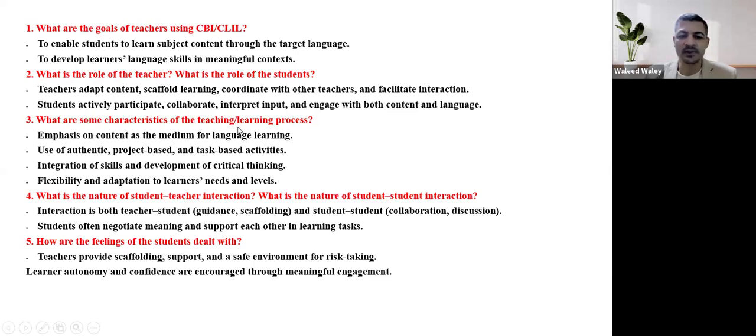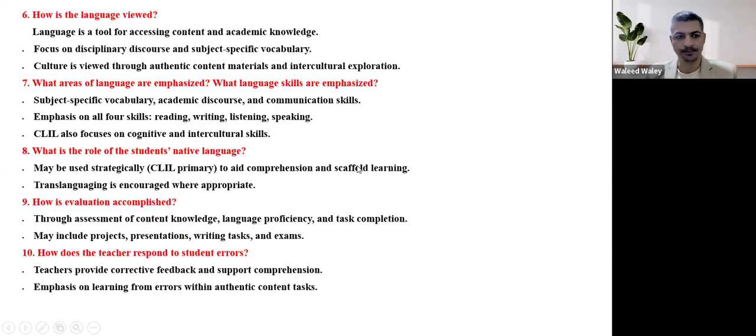What are some characteristics of the teaching and learning? Here, emphasis on content, as we said, we discussed this one. What is the nature of student-teacher interaction? You can understand it from the scenario. Interaction is both teacher-student. The teacher guided the students, and so on. And how are the feelings of the students dealt with? The teacher provides scaffolding, support, and a safe environment for risk-taking. Learner autonomy and confidence are encouraged through meaningful engagement, okay? Because they do most of the tasks.